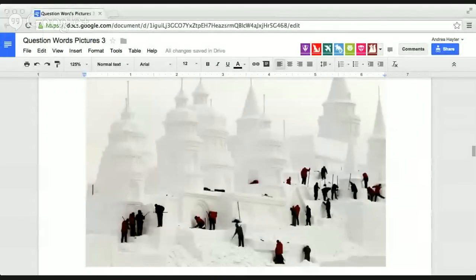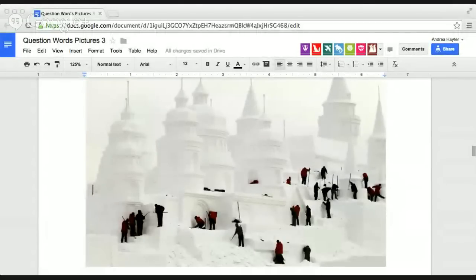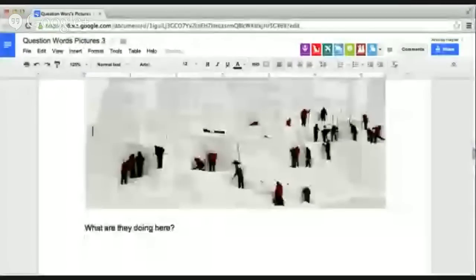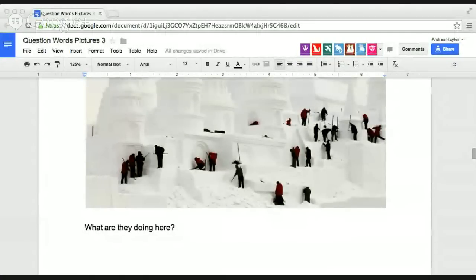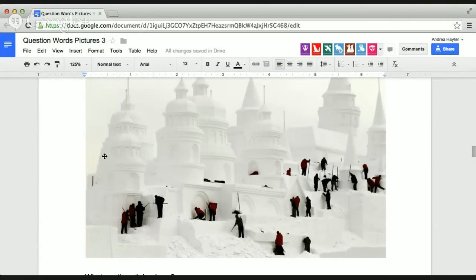Let's start with Zoltan. Zoltan, are you there? Yeah. Okay, there we go. What are they doing here? Uh-huh. What are they doing here? Good. Mm-hmm. Yes. Great. Victor. What kind of instruments are they using? Mm-hmm. Yes. Yeah. Looks like different kinds of things used for snow or ice, but we're not sure. I'm not sure what all of them are called.